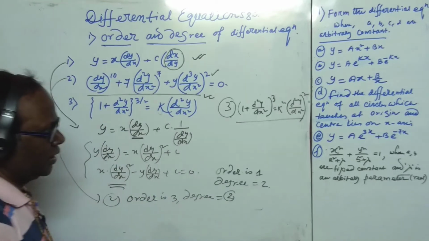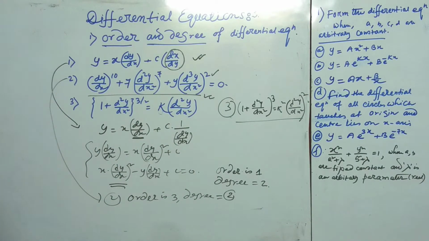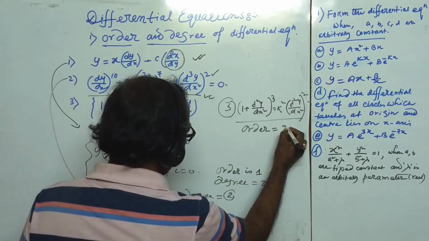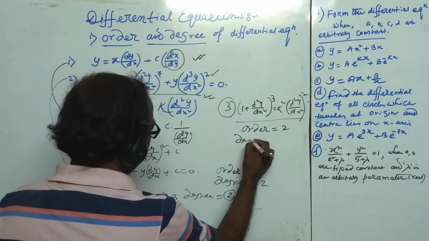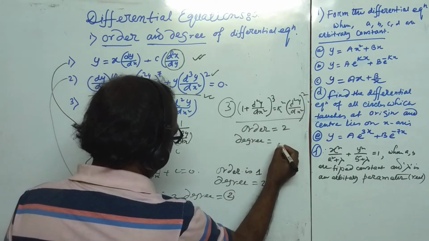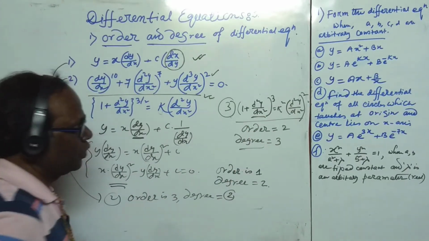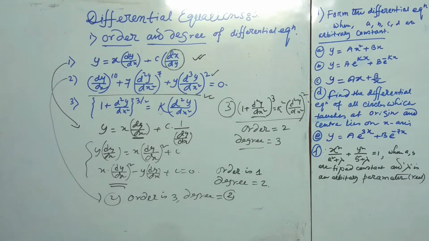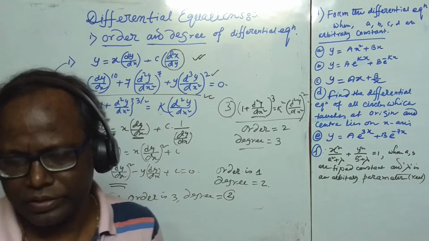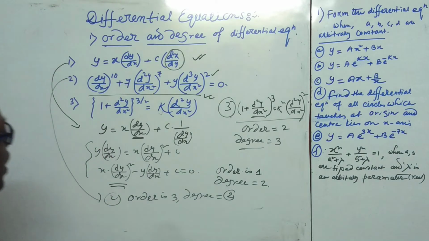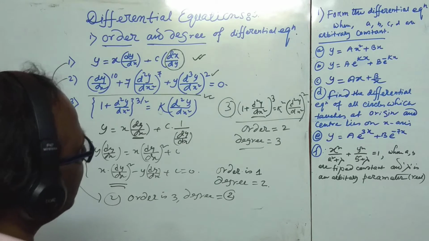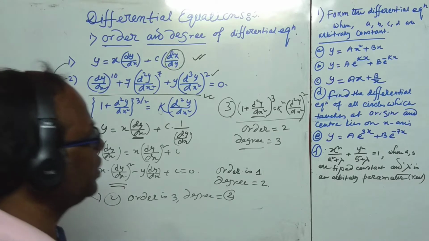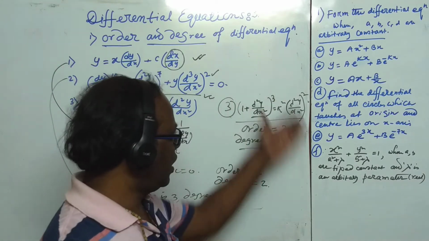So clearly see that the order is 2 here, order equal to 2 and degree here is 3. So the highest order is 2 and its power is 3, so degree is 3 here. I think this point is very interesting and better understood. Okay. Now, next question from the differential equation where A, B, C are the arbitrary constants of this problem.